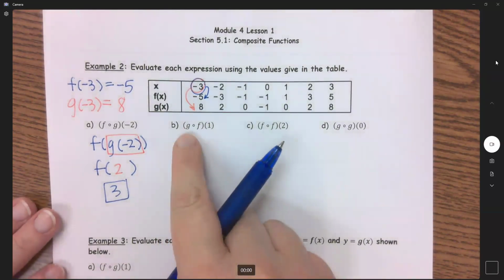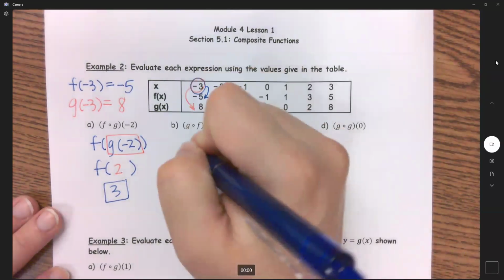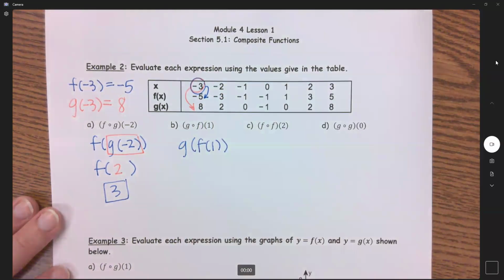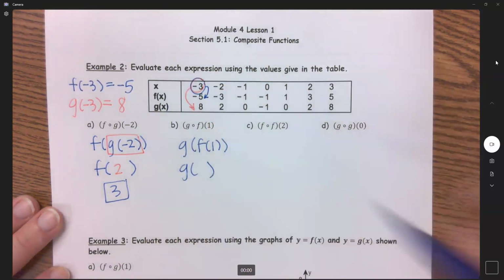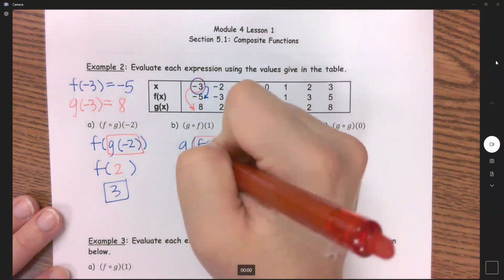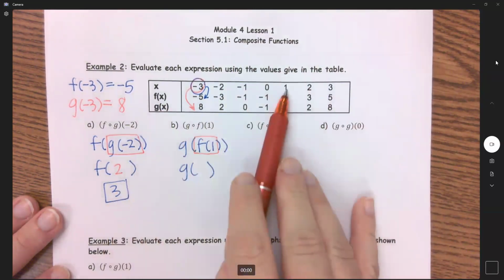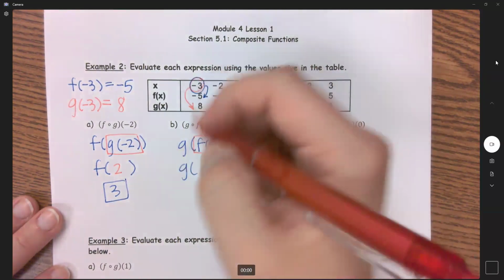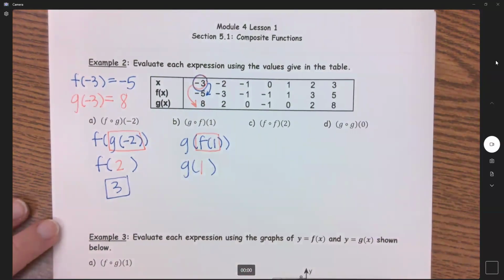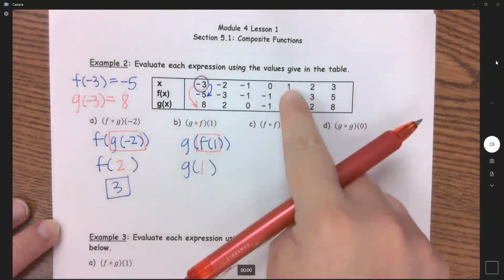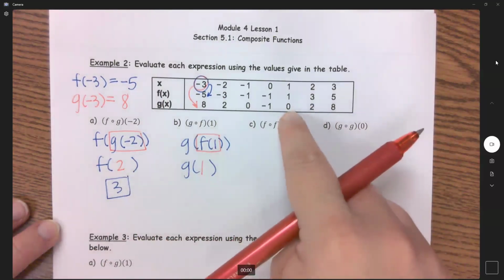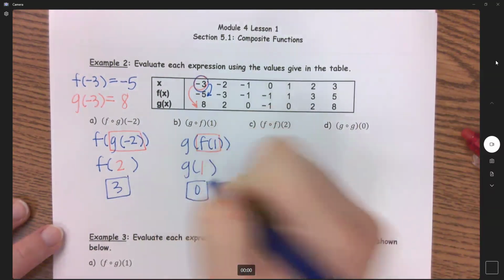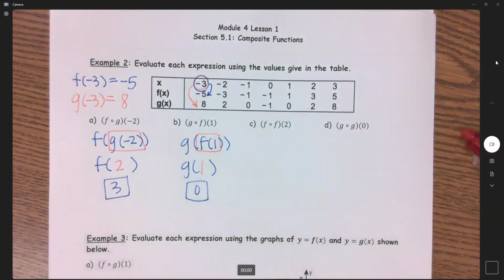On B, we have g composed of f of 1. So this is g of f of 1. So let's figure out what f of 1 equals. So go along your x to 1, and we're going to go down below since it's f of x, and it also equals 1. So now g of x is 1. Go down to that last column, and we get 0. Okay, so pause the video and see if you can do C and D on your own.